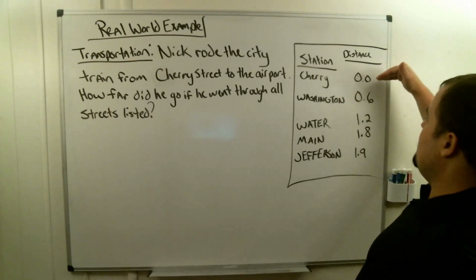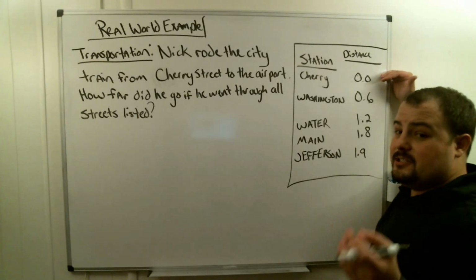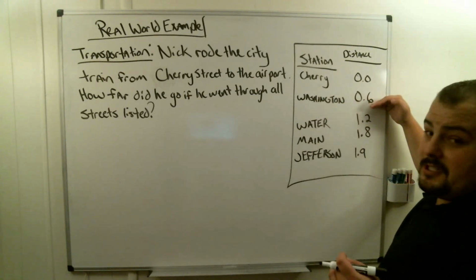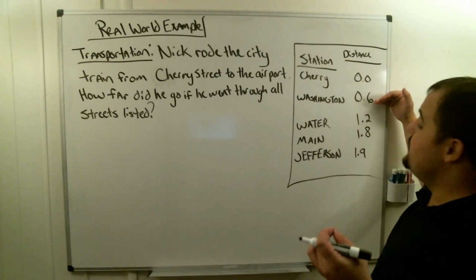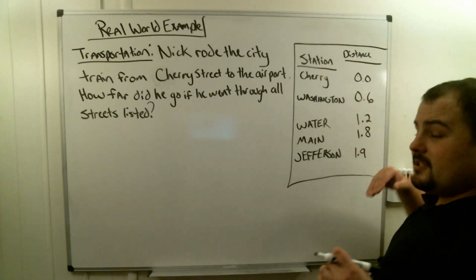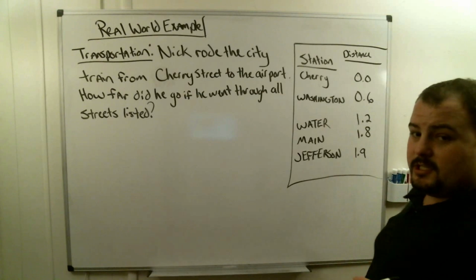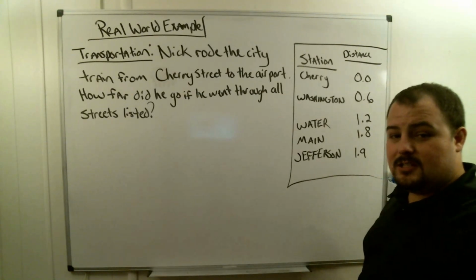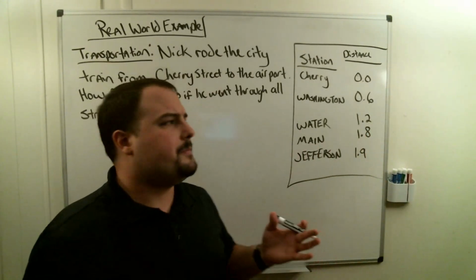He went through Cherry Street, and that's where he started. Since he's starting at Cherry Street, he's starting at 0 miles. Washington Street, 0.6 miles. So he goes from Cherry to Washington, that's 0.6 miles. Washington to Water, that's an additional 1.2 miles. Water to Main, that's an additional 1.8 miles. And Jefferson, which is an additional 1.9 miles. So let's say Nick went through all these different stops.